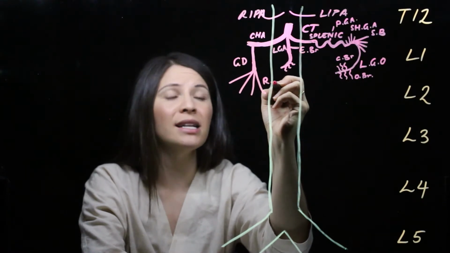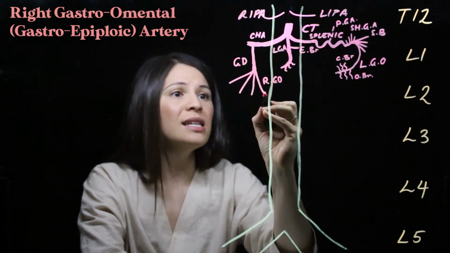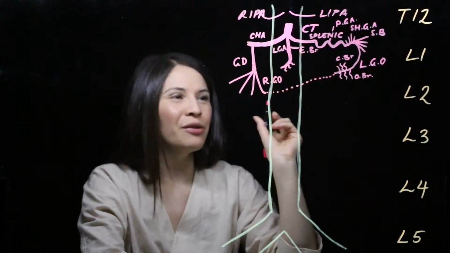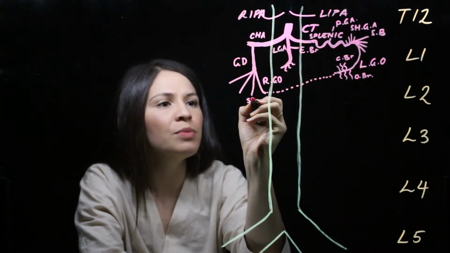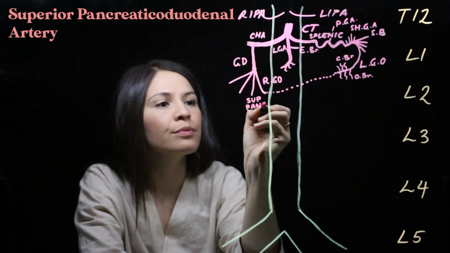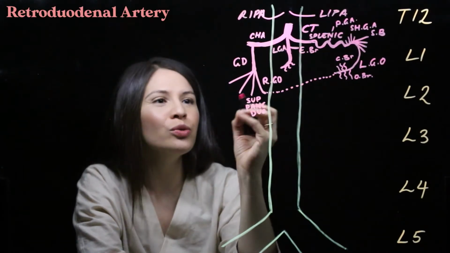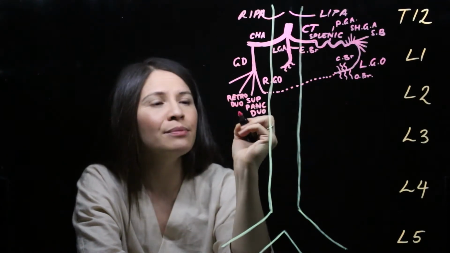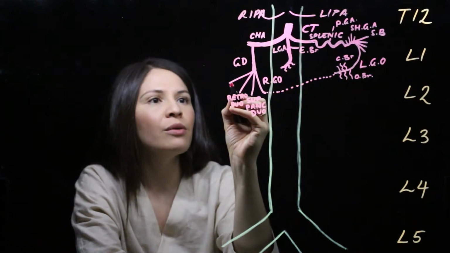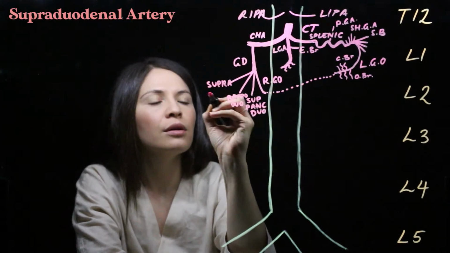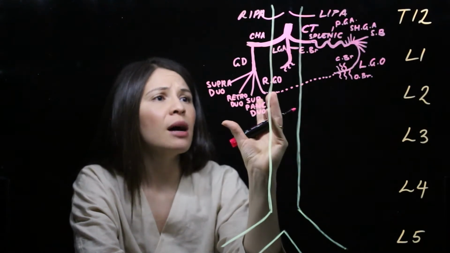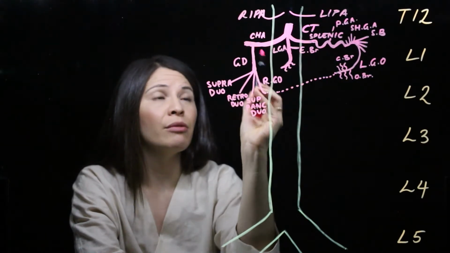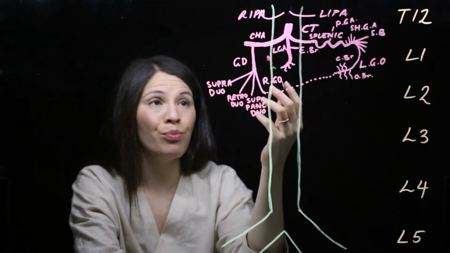This is going to be our right gastroomental artery. This one here is going to anastomose with that left gastroomental artery, as I mentioned before. Here we have the superior pancreaticoduodenal. We also have the retroduodenal artery. Retro means behind, so this is going to go behind the duodenum. So the retroduodenal, and then we also have the supraduodenal. Okay, so they're the main branches coming off the gastroduodenal artery, and let's continue back onto what the common hepatic artery turns into after the gastroduodenal branches off.